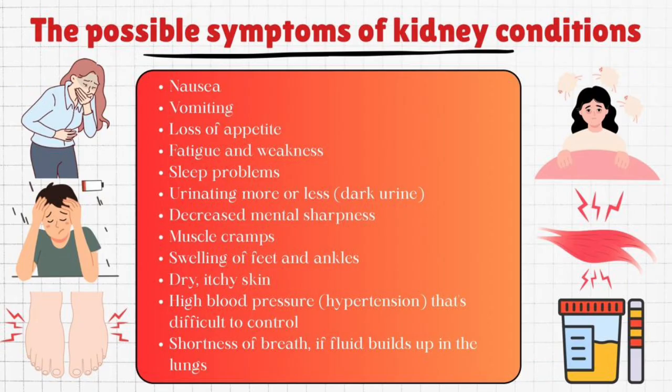Possible symptoms of kidney conditions, first of all, are nausea, vomiting, loss of appetite, fatigue and weakness, sleep problems, urinating more or less, which causes the urine to turn dark, decrease in mental sharpness, muscle cramps, swelling of feet and ankles, dry, itchy skin, high blood pressure that is really difficult to control, and shortness of breath if fluids build up in the lungs.